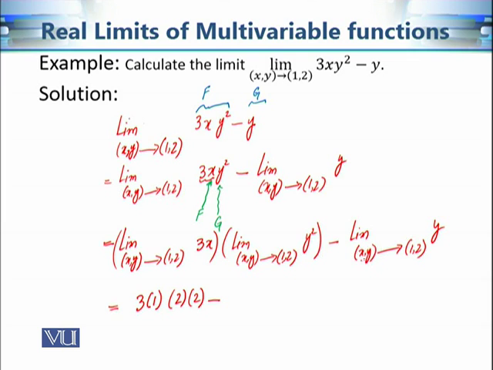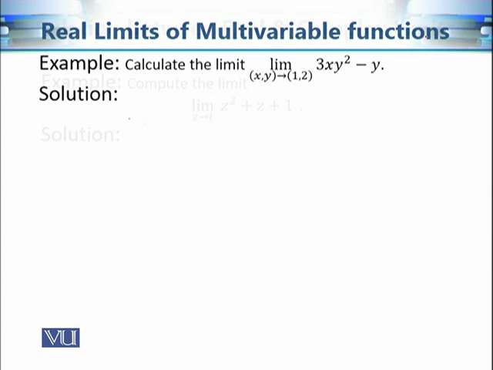And minus, once again, as (x,y) approaches (1,2), the limit of this function y is y naught, and y naught in this case is 2. So that's why it is just 2. Now simplifying this, we can easily see that this is equal to 10. That's how we implement the previous properties to calculate limits of real valued functions.